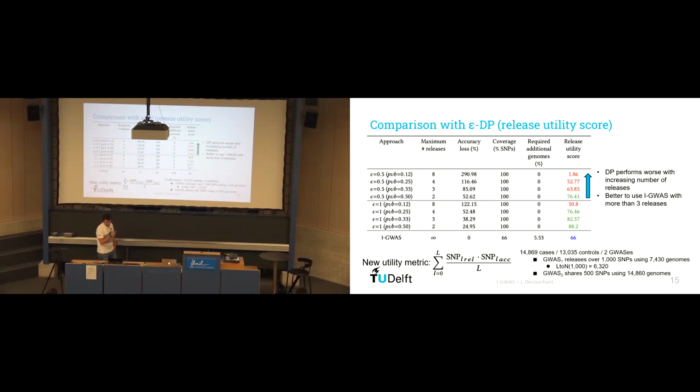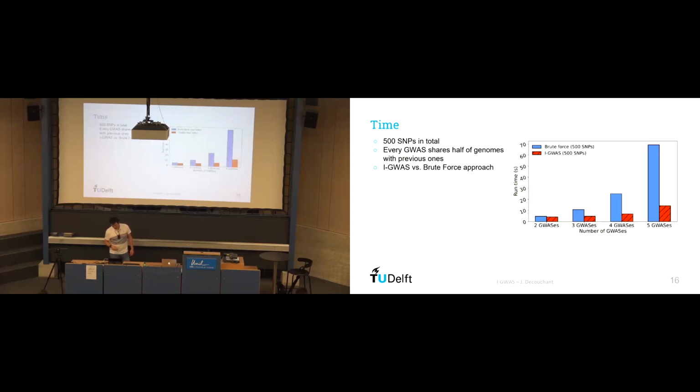We also have a comparison with DP. I won't go over all the numbers, but basically DP performs worse with an increasing number of releases, and our solution obtains a score or utility of 66 here, and DP is doing lower. Unfortunately, I will skip the rest of the discussion here. We also have something that is very fast. That's the red line, compared to the brute force, which is an exponential curve.